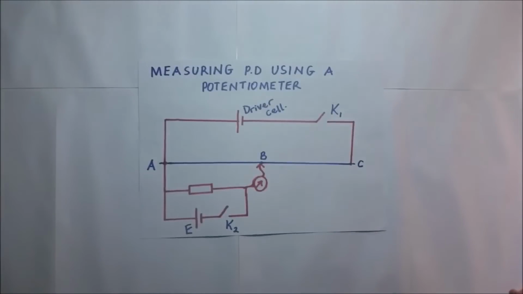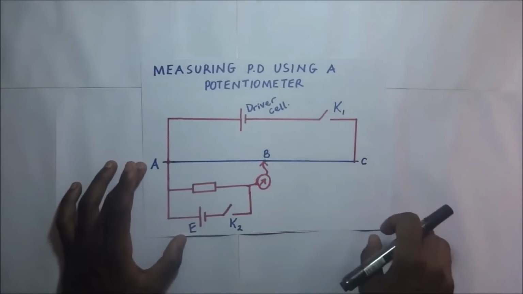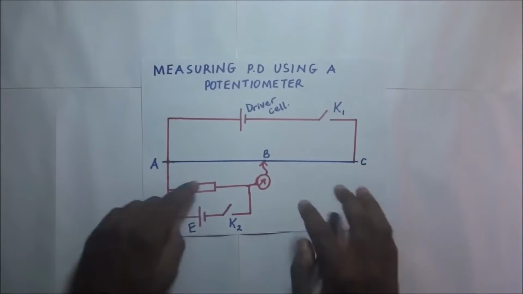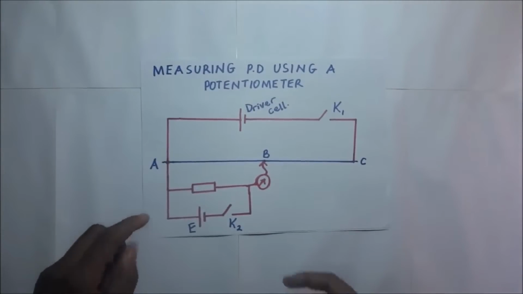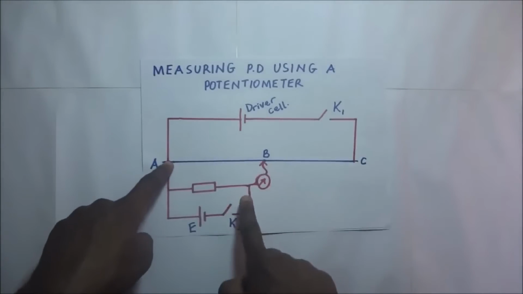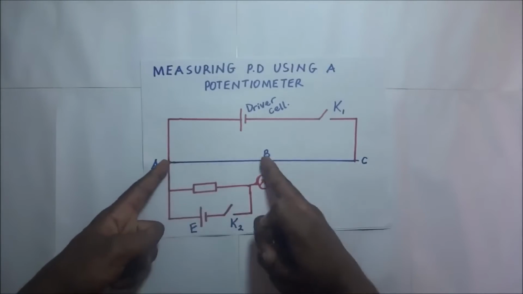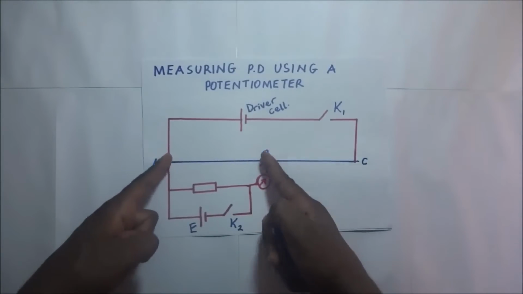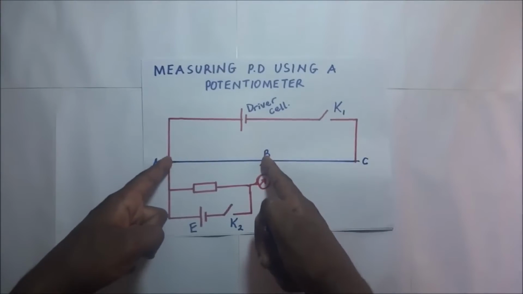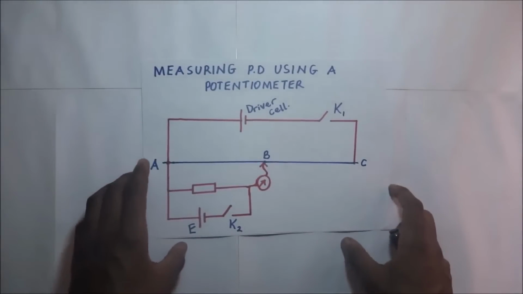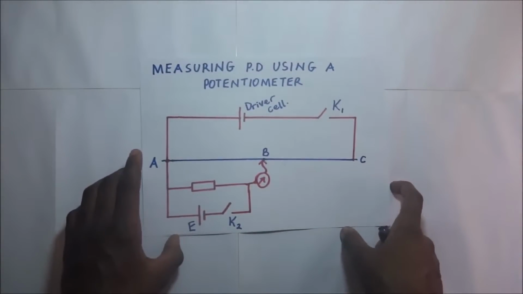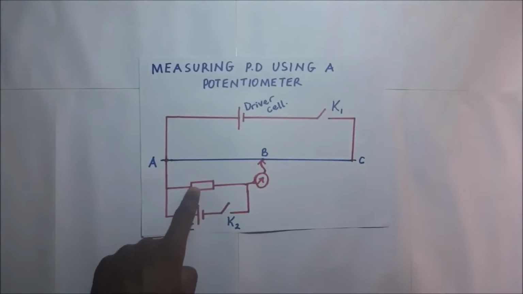In our previous video, we were exploring how we standardize a potentiometer, and we said that standardizing a potentiometer is the process of finding the PD per unit length of a potentiometer wire. When we find the PD per unit length, we are able to tell the potential difference across a portion of the wire by multiplying the length of that portion of the wire by the PD per unit length. So in this video, we are going to explore how we measure the potential difference of this resistor using a potentiometer wire.